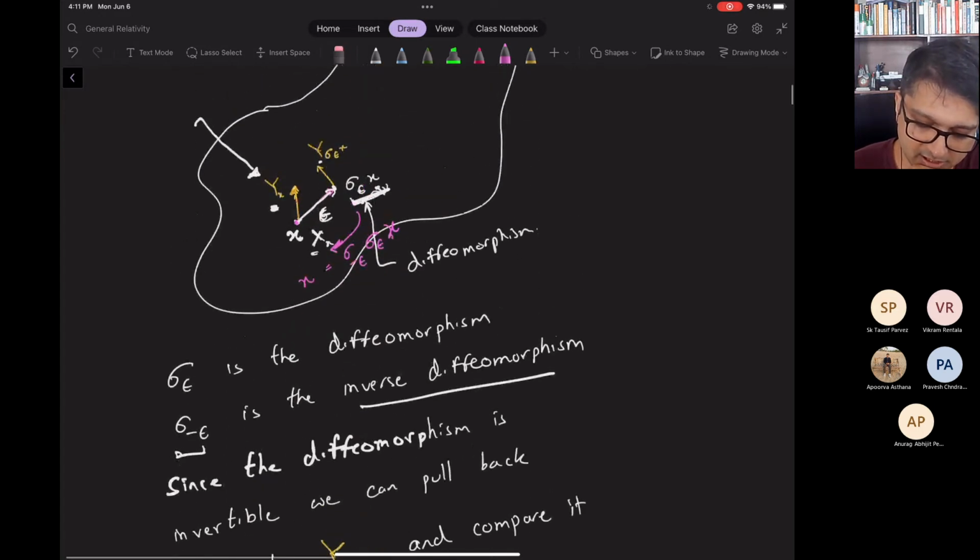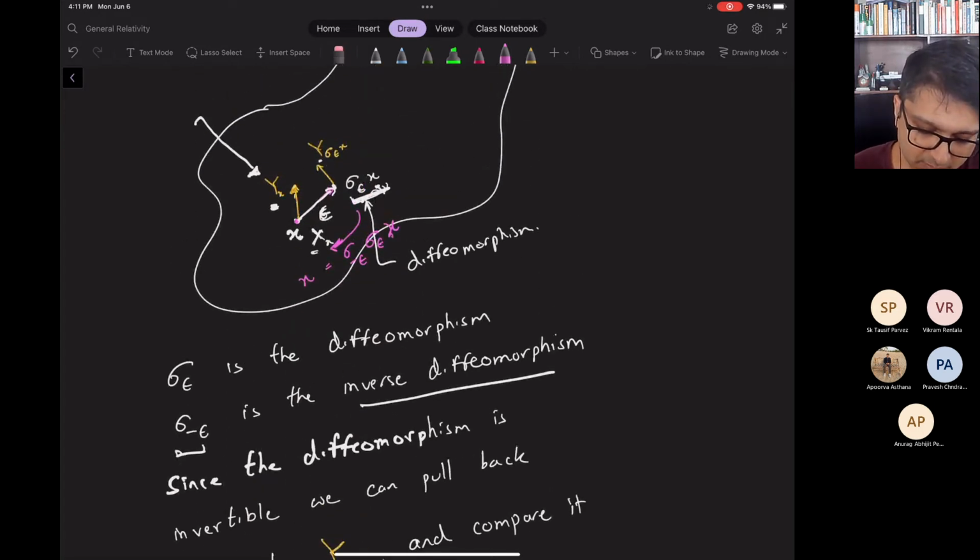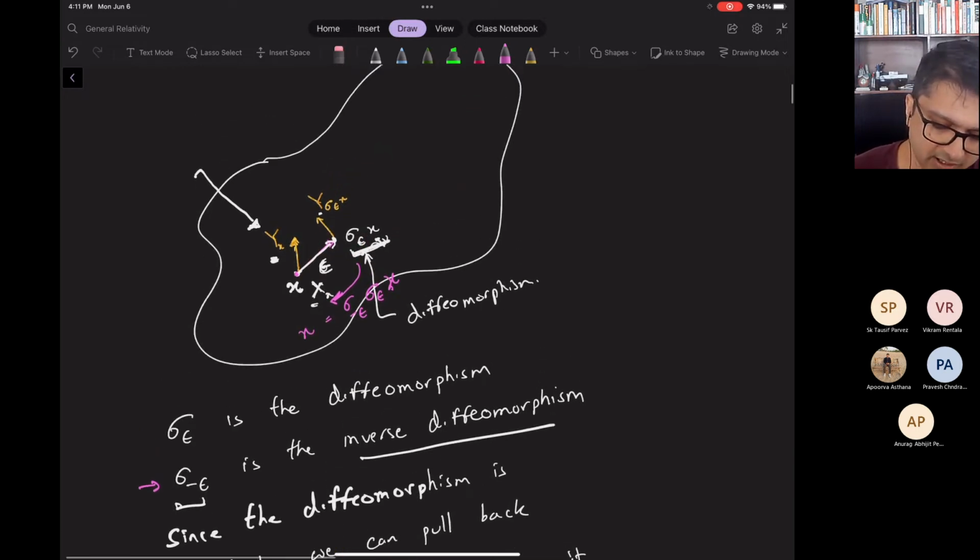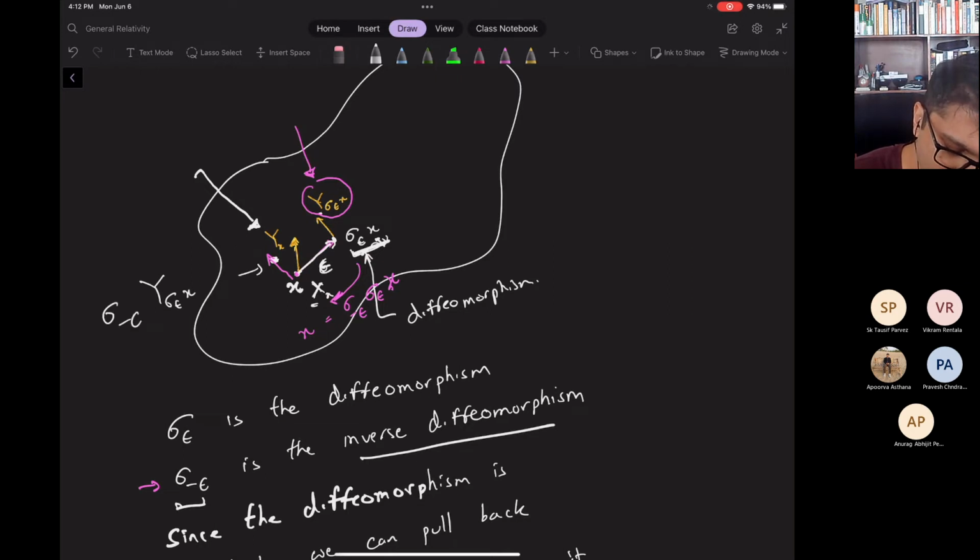So now, since this diffeomorphism means that sigma epsilon is invertible, that is, we can find the map sigma minus epsilon, what that means is that we can push forward this vector Y at sigma epsilon x and see what happens to this vector when we push it forward here. So this is the push forward of Y at sigma epsilon x under the map sigma minus epsilon, which we denoted as sigma minus epsilon star.